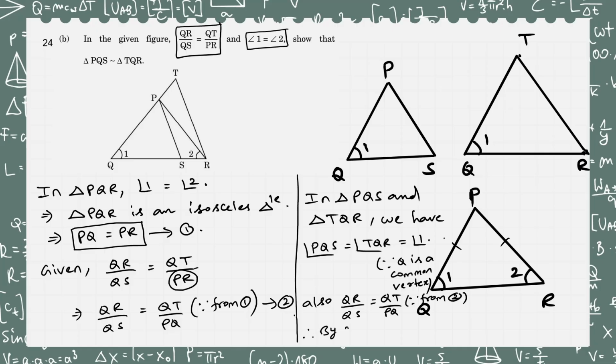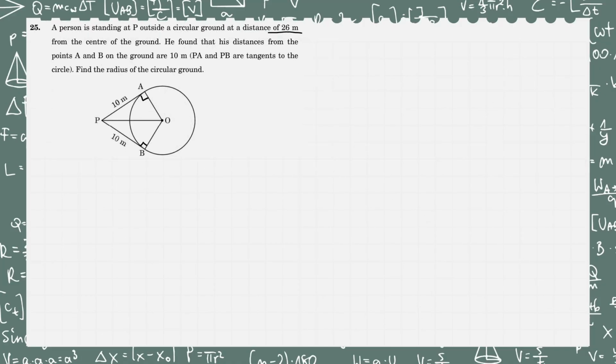Therefore, by SAS similarity, triangle PQS is similar to triangle TQR. That's it. That's the answer. Now let us move on to the next sum.